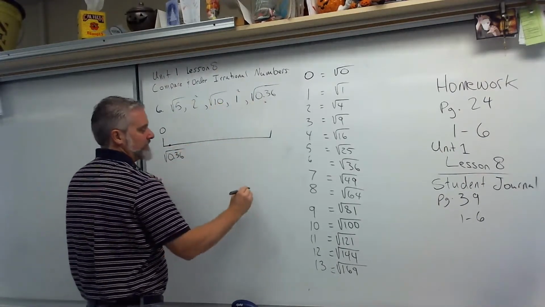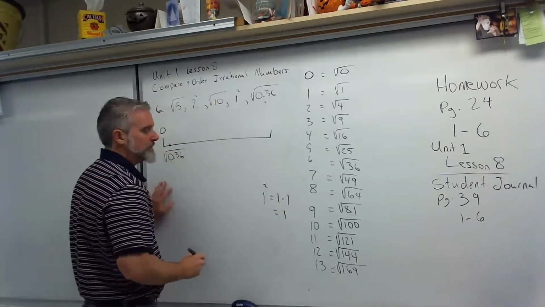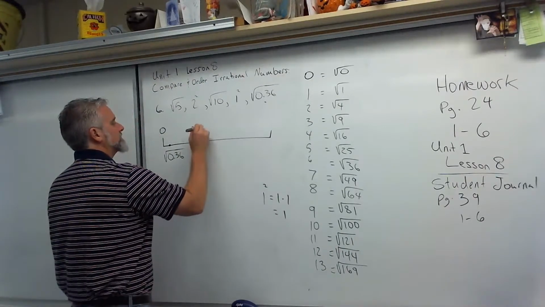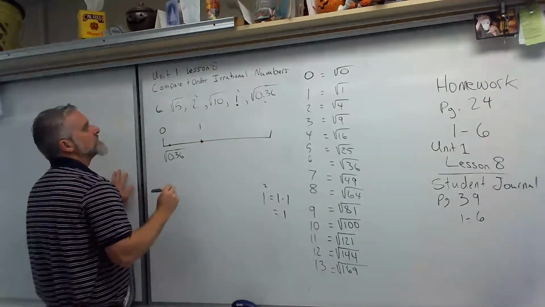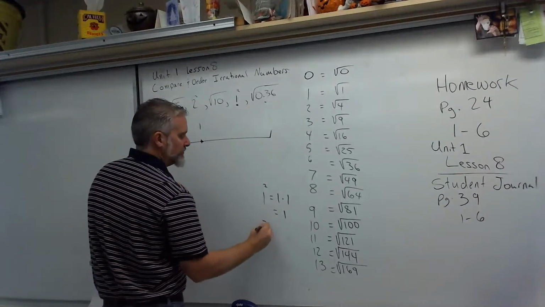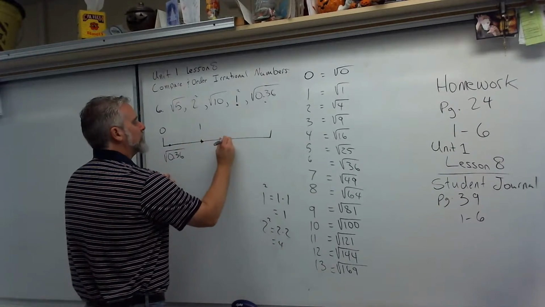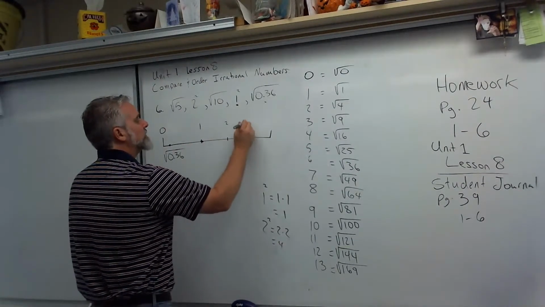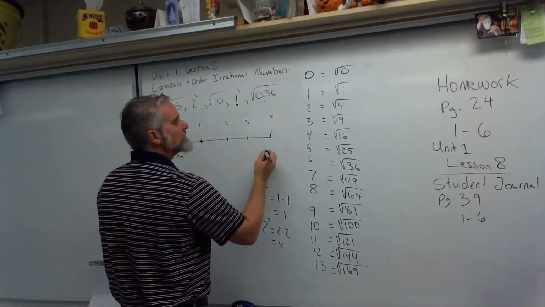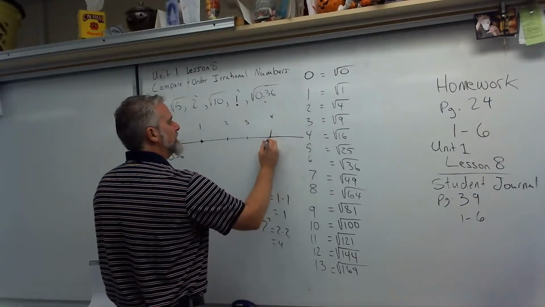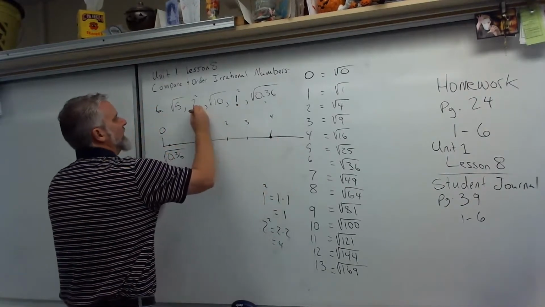And now 1 squared. 1 squared is equal to 1 times 1, which equals 1. So let's put a 1 up here. Make a dot. Got that one. 2 squared. 2 squared equals 2 times 2, which equals 4. So 1, 2, 3, 4. We'll see if that's as far as it gets. So right here would be our 2 squared. So make a dot.